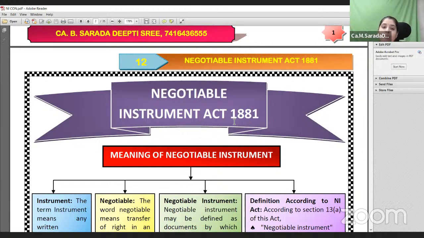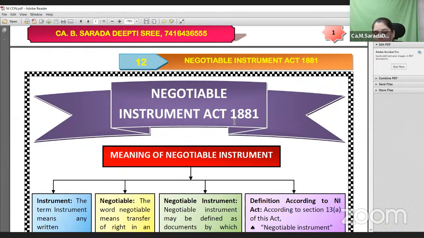Mandatorily, the negotiable instrument should be a written document. In this particular topic, you have practical questions, theoretical questions, and also case law type questions.